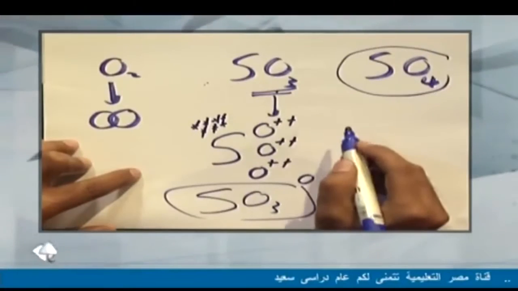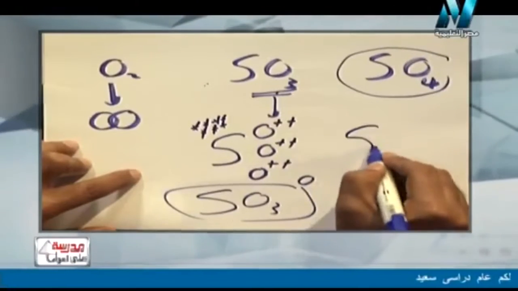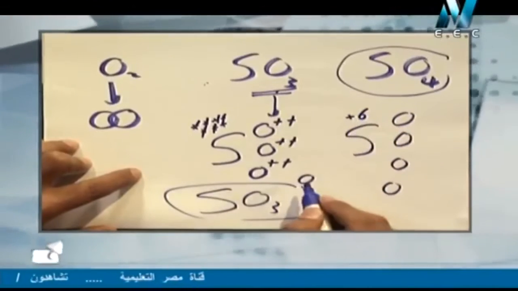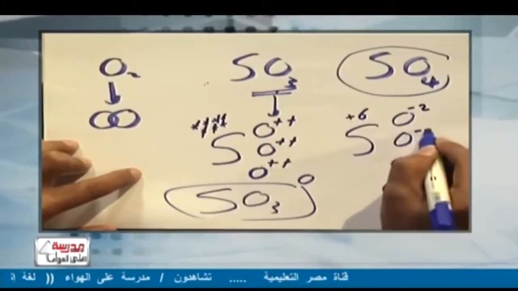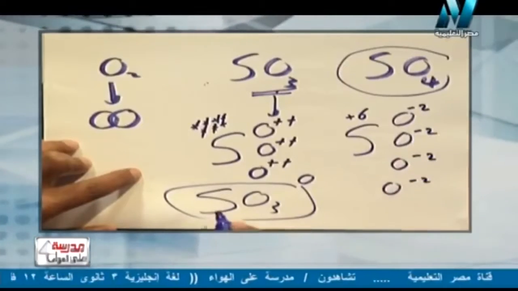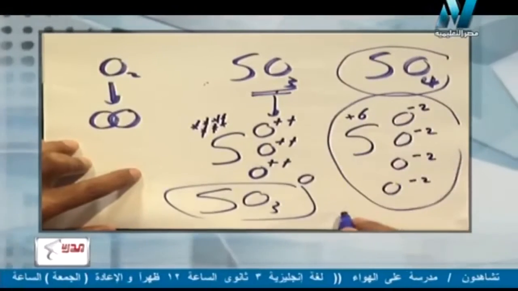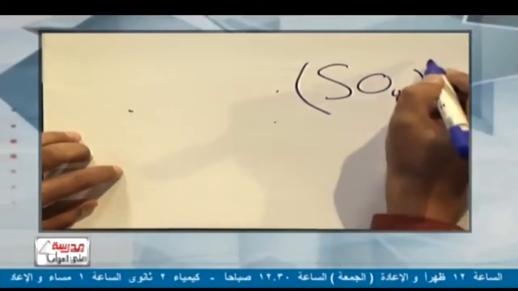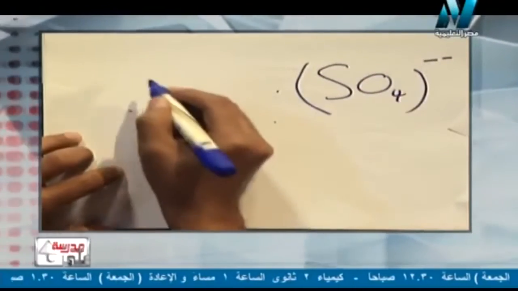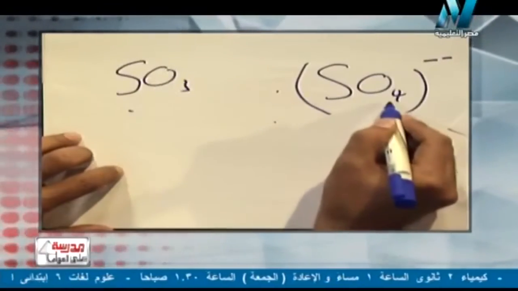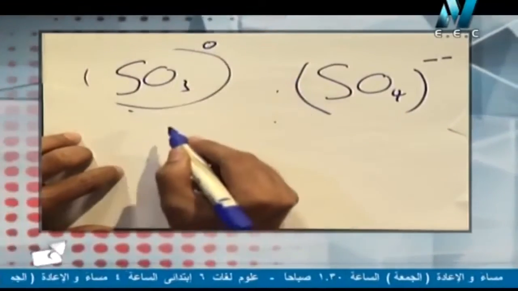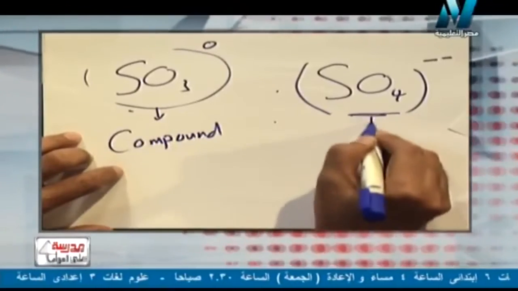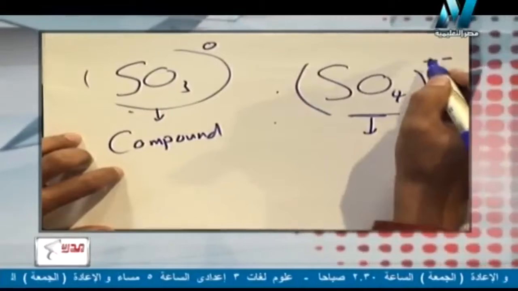But SO4, let's try. Positive 6 for S, negative 2 for each oxygen atom. So the whole valency for SO4 is negative 2. So what's the difference between SO3 and SO4? SO3 valency equals 0, so it is a compound. But the valency of SO4 equals negative 2.